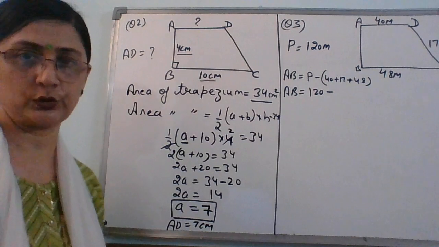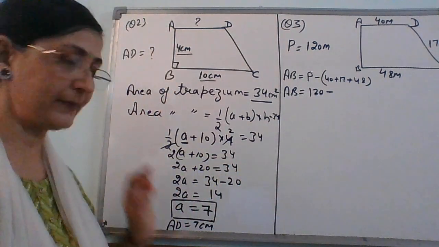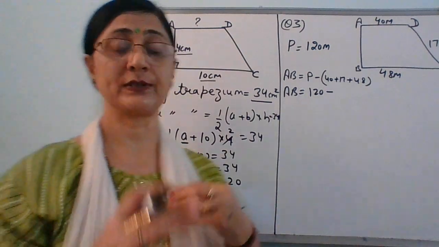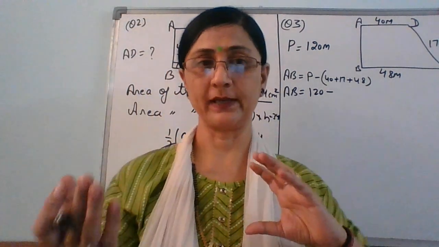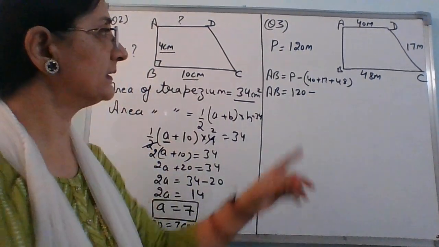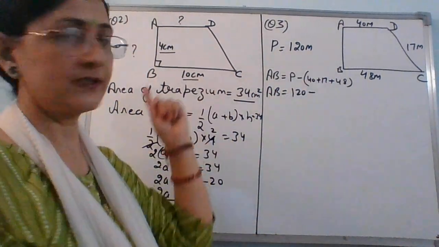You have to put the unit also. If you are finding the side or perimeter, then centimeter or meter. If you are finding the area, then put centimeter square, meter square, right? Now this is the second question. Here, this figure is also of the same type, right?